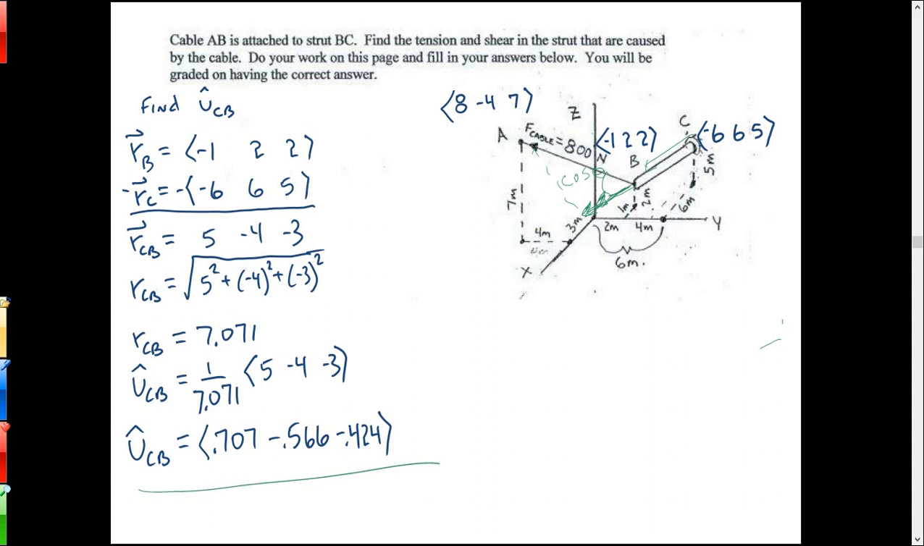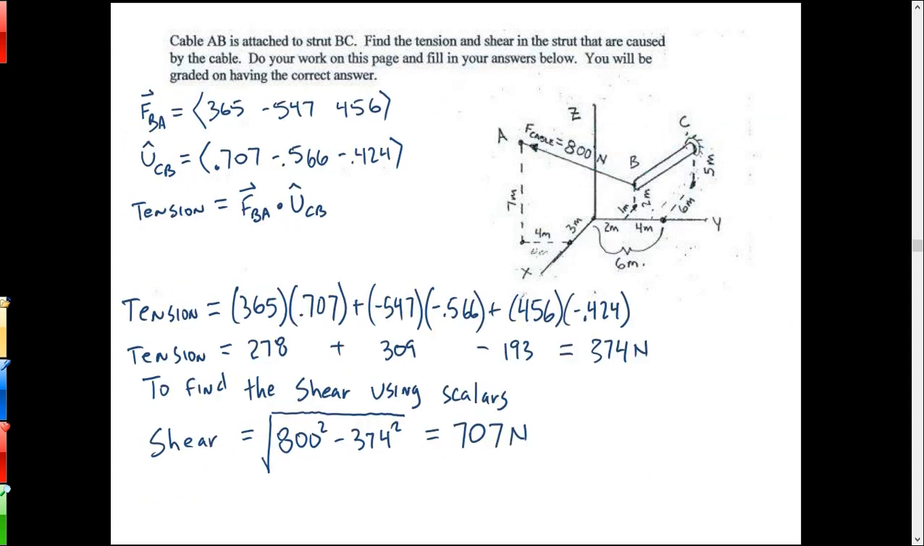So I've got the force vector and the unit vector, and I dot them, is what I do. I've got those two vectors, I dot them together, and then I add up the three components there, or not components, that's not the right word, I shouldn't use that word. I add up the three products.